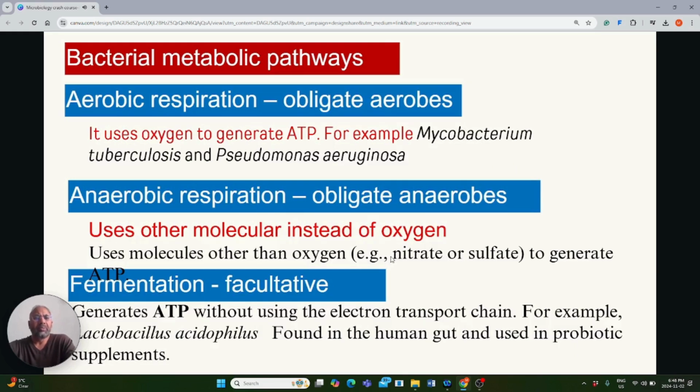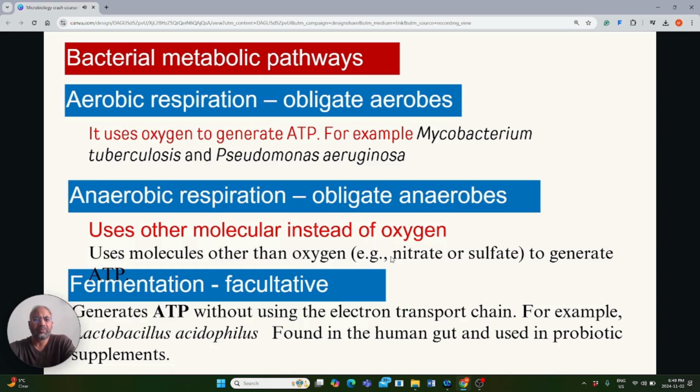Coming next to the metabolic pathways, how do the bacteria survive? How are they able to live in the environments that they choose to live in? So this is about that. And how do they respire? How do they breathe? So number one is the aerobic respiration, second is the anaerobic respiration, and third is the fermentation. So these are the three methods by which bacteria survive and live.